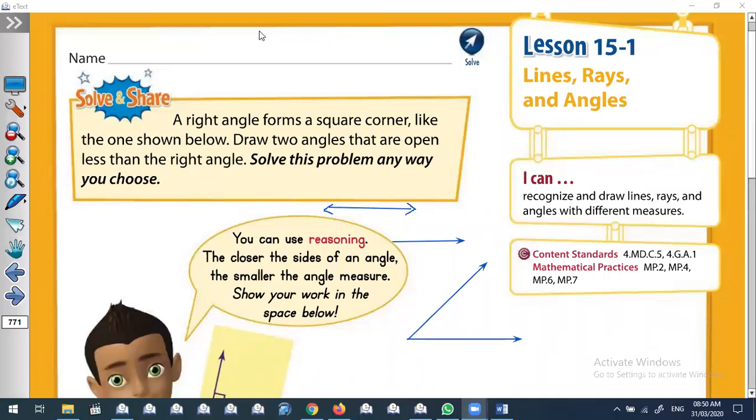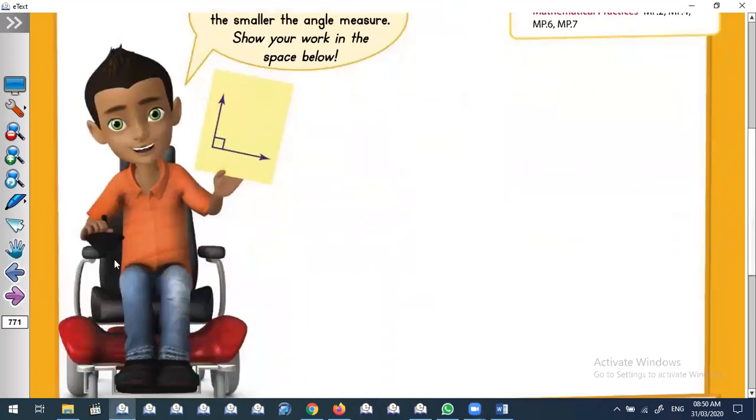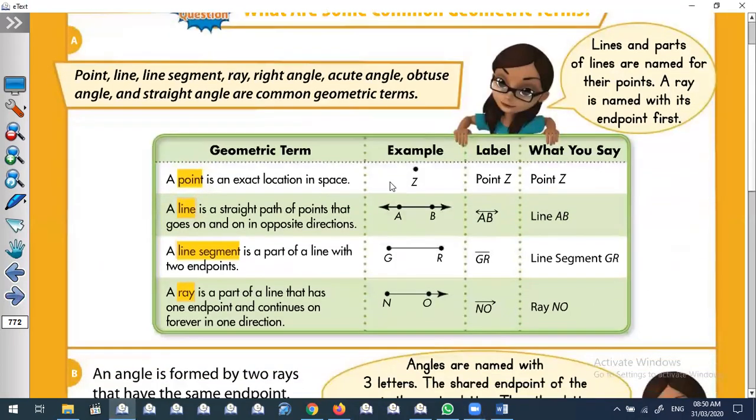Let's start our exercise. Here we have a definition. This is called a point. A point is an exact location in space. This point I can call point Z.